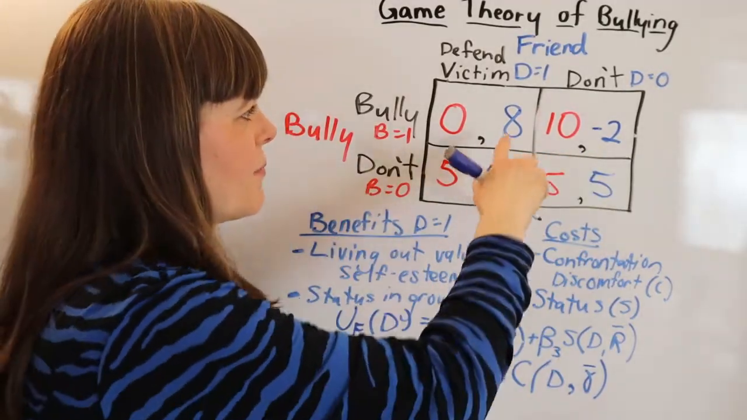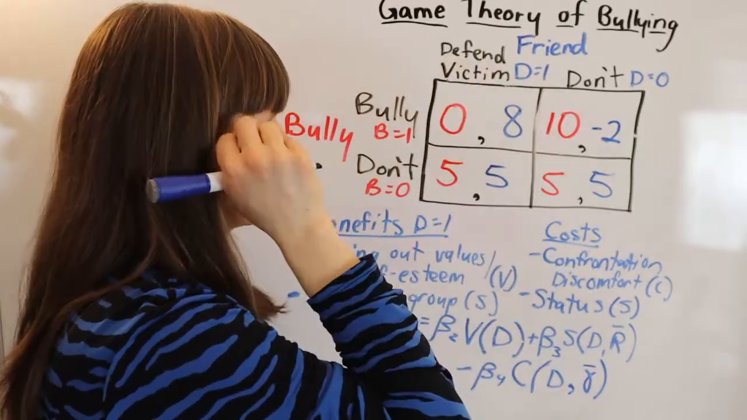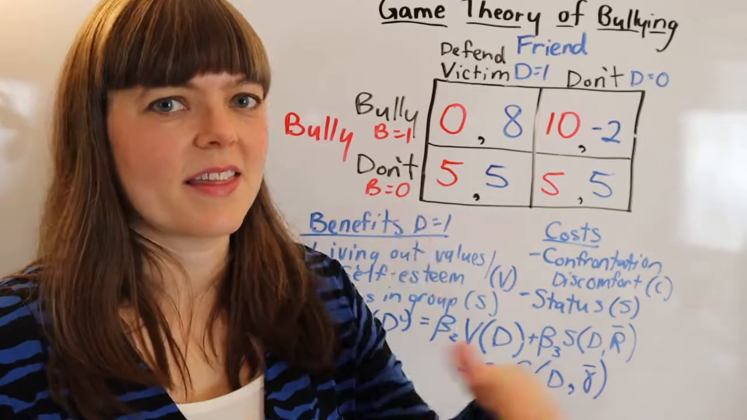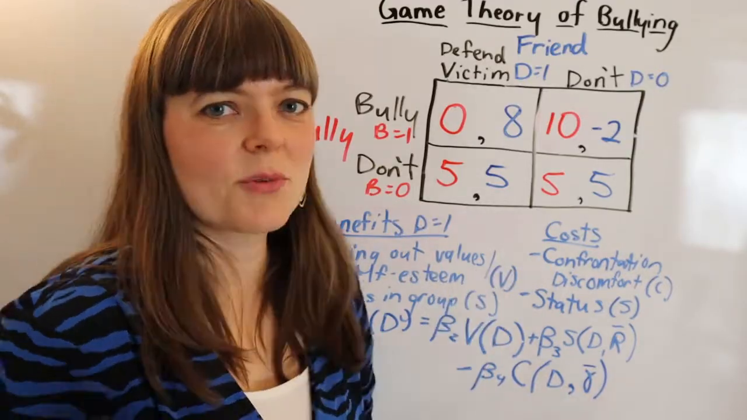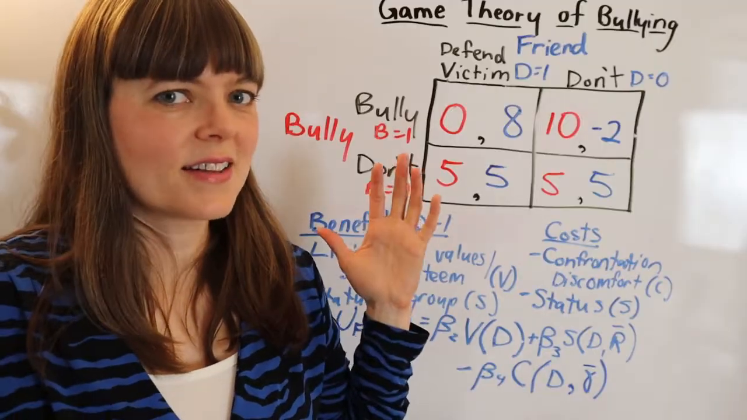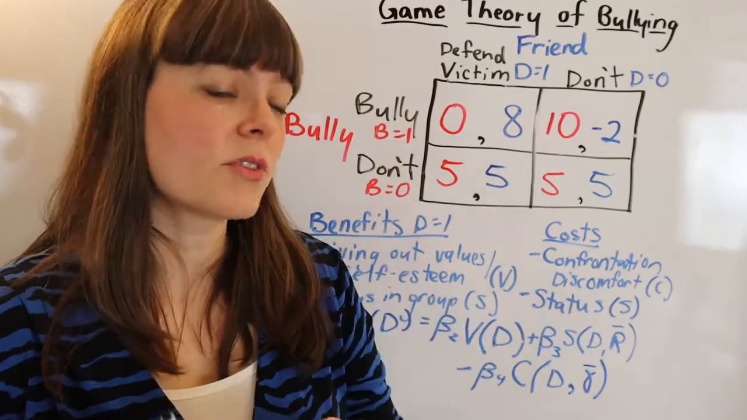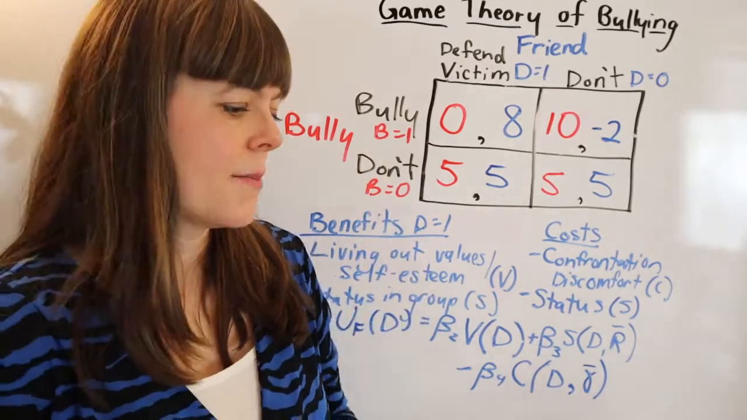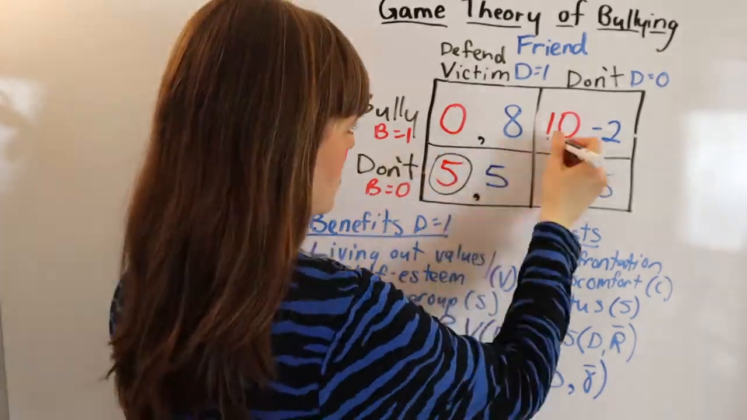And so this would be someone who, when they defended the victim, raised their status in the group, raised their self-esteem, did all kinds of positive things. In which case, let's solve this particular game theory matrix and see what happens. This won't be the only scenario. We'll need to change some of the payoffs for other scenarios, but let's see what happens here.